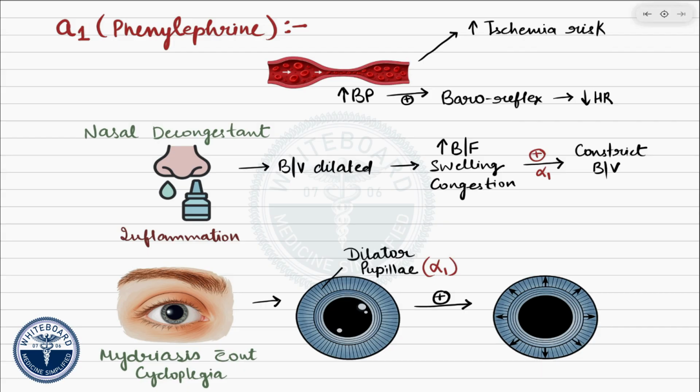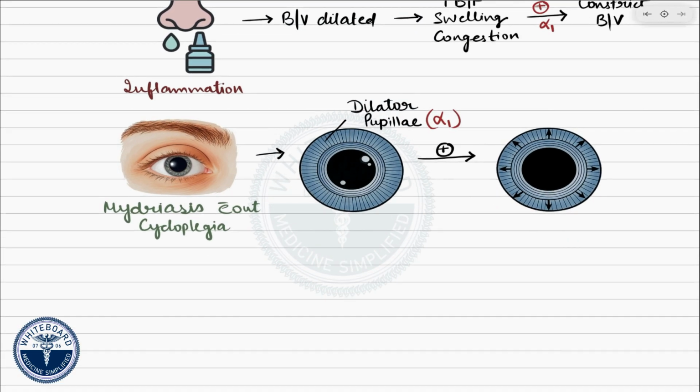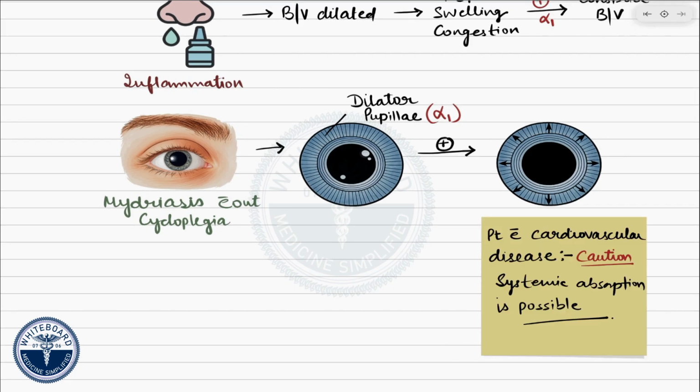One important clinical point to remember: although phenylephrine is usually applied locally, some of it can still be absorbed into the systemic circulation. In patients with hypertension, ischemic heart disease, or other cardiovascular disorders, this systemic vasoconstriction can increase blood pressure and potentially worsen myocardial ischemia. Therefore, patients with significant cardiovascular disease should use alpha-1 agonist-containing decongestants cautiously.